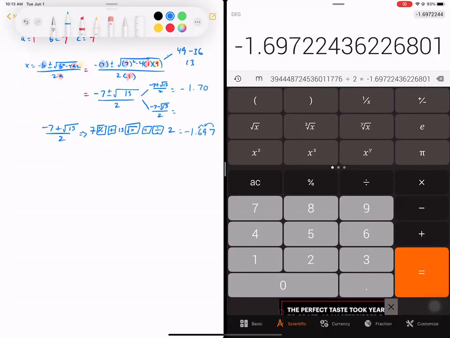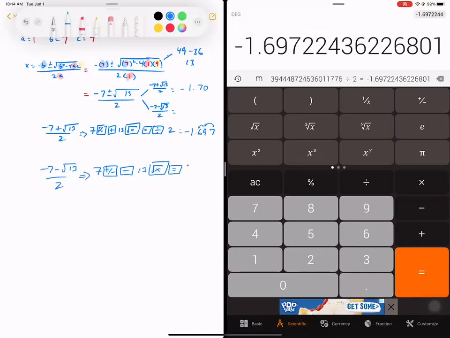Okay, let's do the next one. So negative 7 minus square root of 13 over 2. In order to get that negative 7 on my calculator, because it's just this type of calculator, I need to write 7 first, then plus and minus. And then we're going to minus square root of 13 equals that to combine them, then divide this by 2.